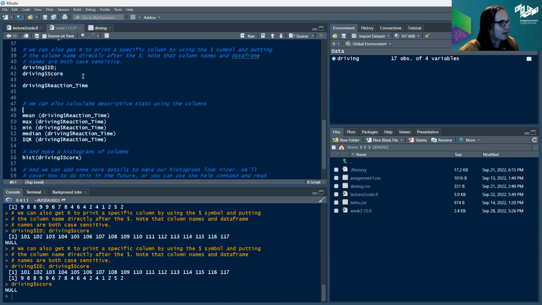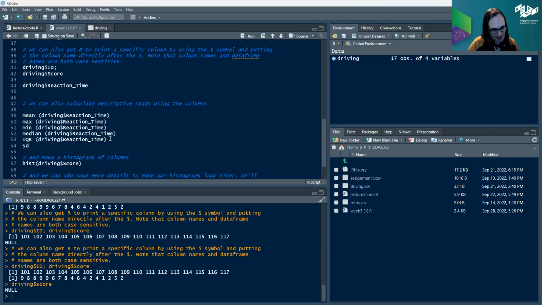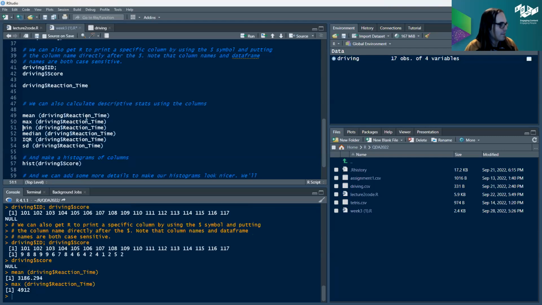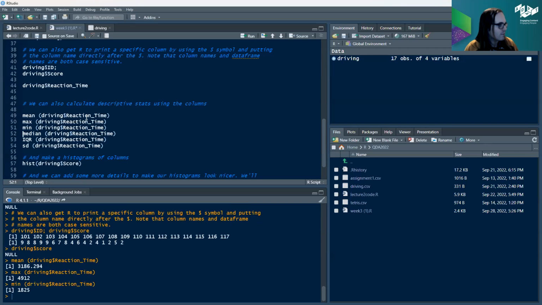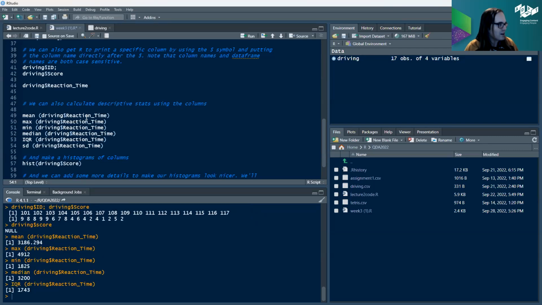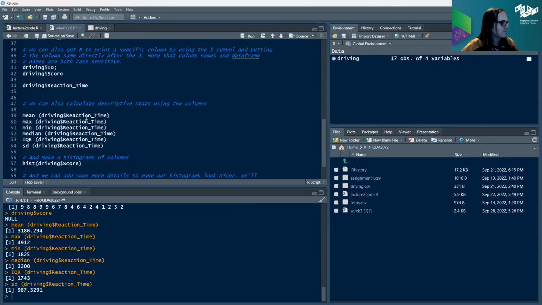So since we can look at individual columns, that means we can get statistics for individual columns. We can get descriptive statistics. And I'm even going to add standard deviation down here. I'm going to do driving $reaction time. So I can get my mean, my max, my min, my median, my interquartile range, my standard deviation.